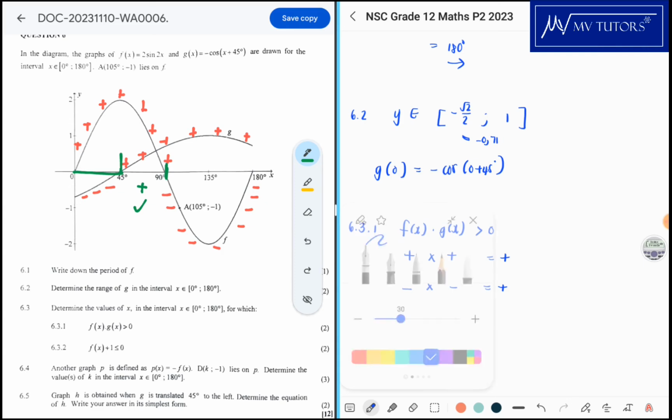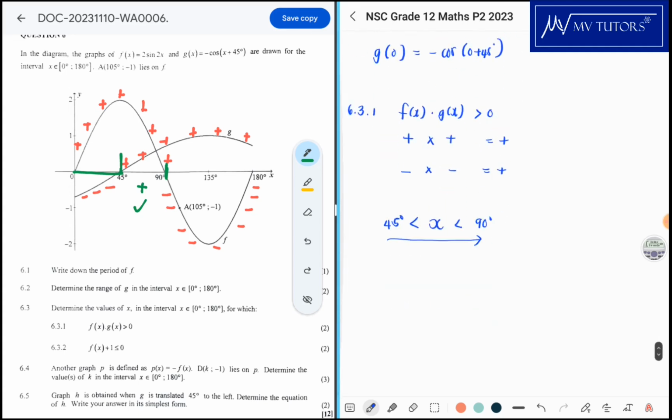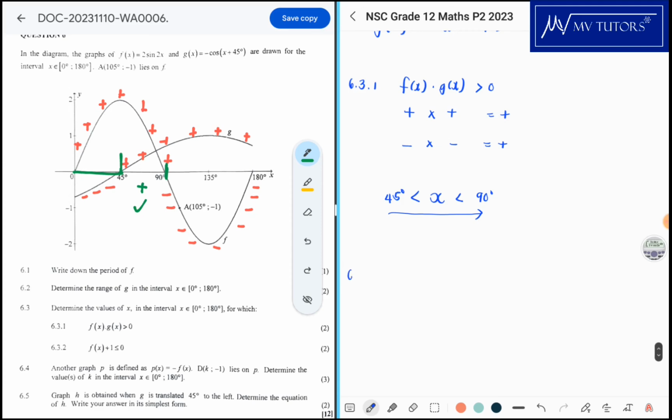So therefore, my answer lies in between 45 degrees, and remember they didn't say bigger than or equal to, it's just the inequality sign. So x is going to be in between 45 degrees and 90 degrees. And that is the answer. Okay. Now let's go to 6.3.2.